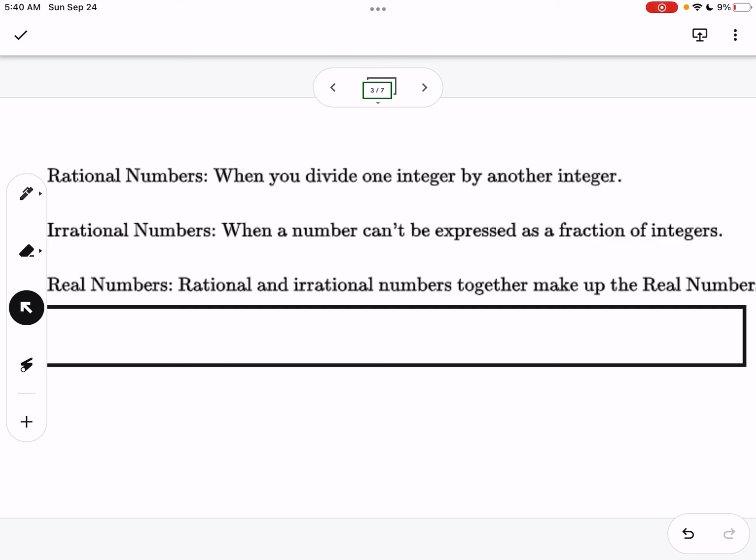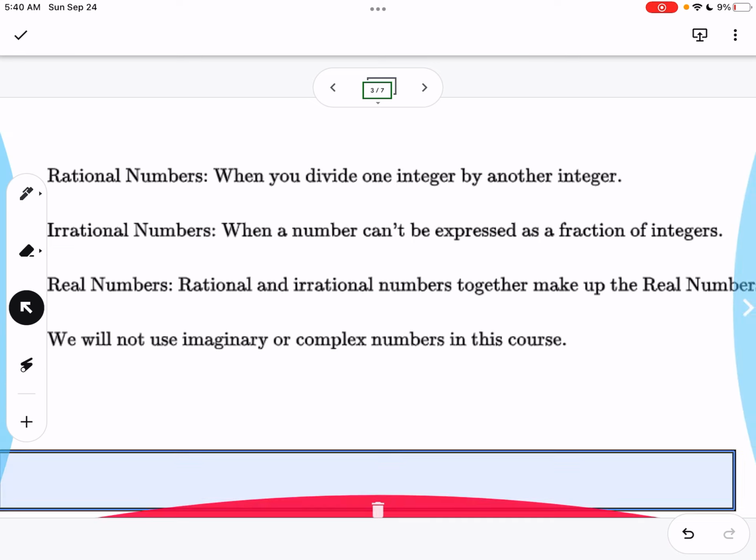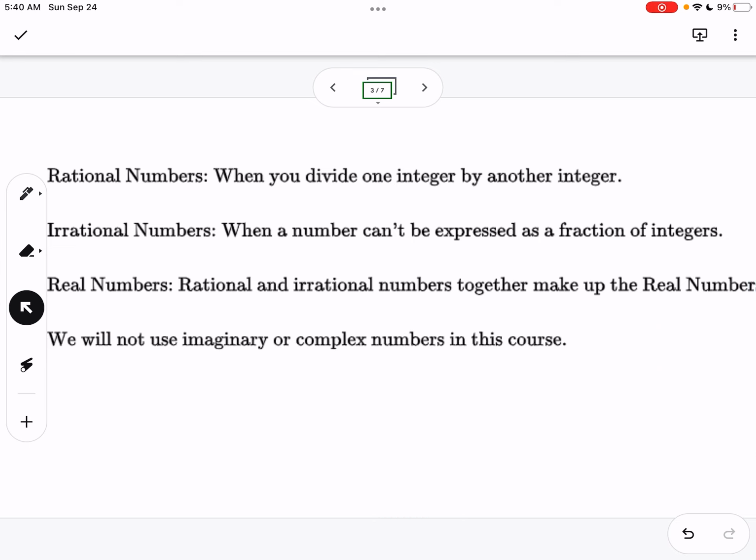And then the last thing are imaginary and complex numbers. Within this class, we are not going to consider imaginary or complex numbers. So when we take a square root, we only want to take the square root of non-negative numbers. So we will not use imaginary or complex numbers in this course.